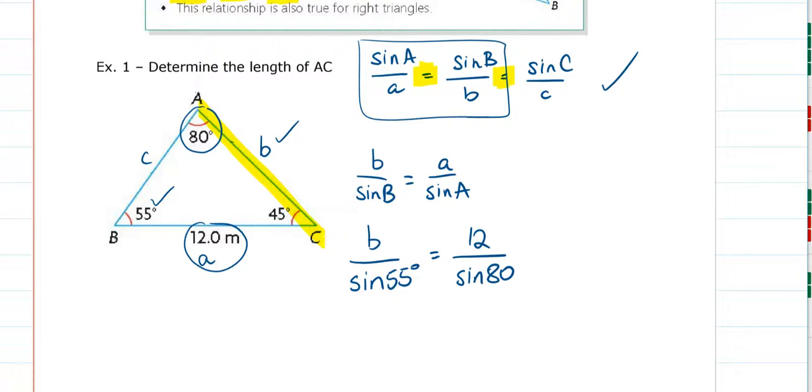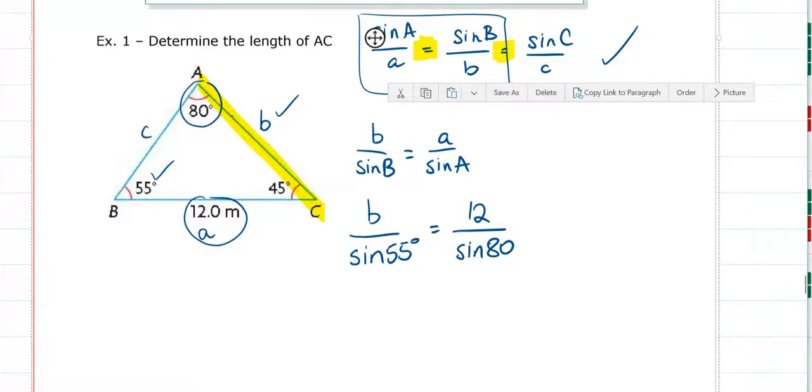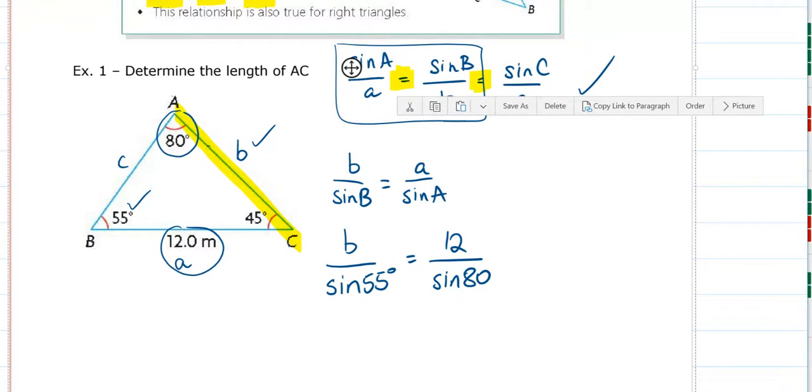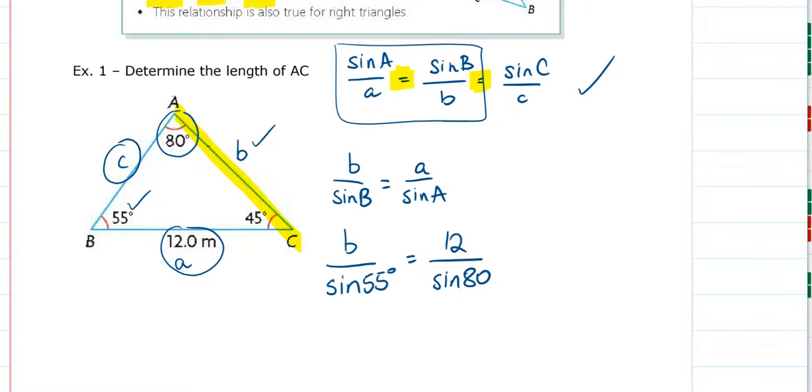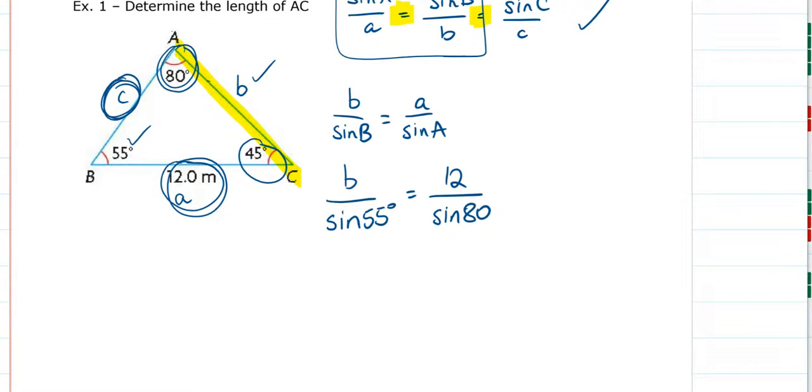And so I have an equation with only one unknown. If I had used c over sine c, I would run into a problem because I don't know c. I know 45 degrees, but I just don't know the length c. So you'd end up having two unknowns in your equation. But because I used a, and I know angle A and I know side a, I'm left with just one unknown in my equation, which is b. So I have this equation where I equate the two ratios, and I have to solve for b.